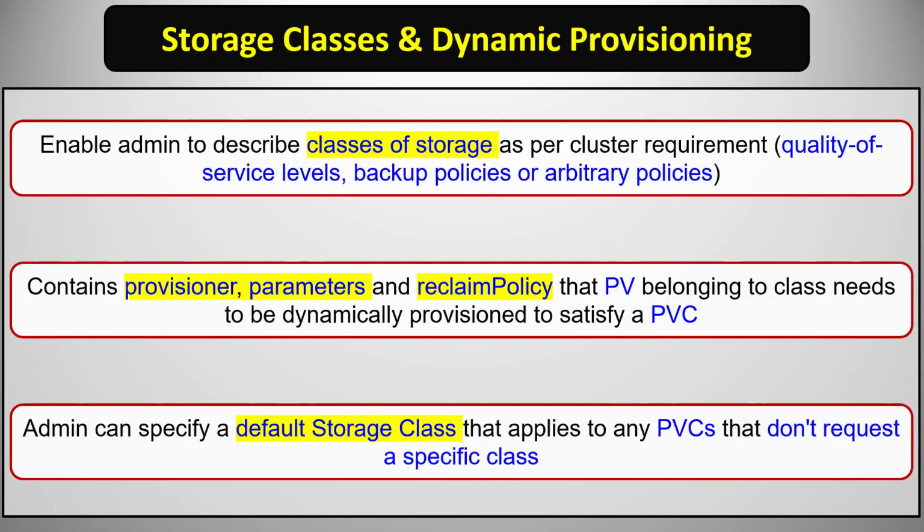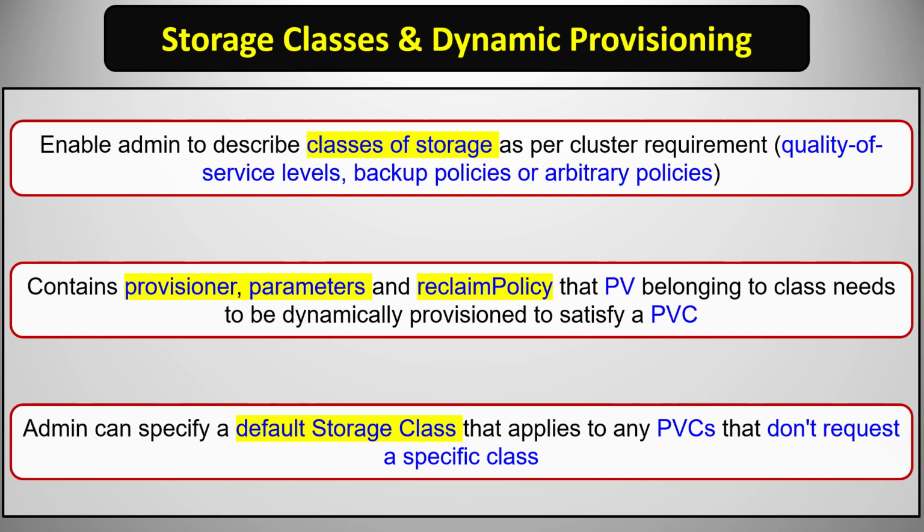Now moving forward, we come to storage classes and dynamic provisioning. Storage classes bring automation to Kubernetes storage. They allow admins to define multiple classes of storage, for example, high-speed SSDs, encrypted storage, or storage with a backup policy. When a PVC doesn't find a matching PV, Kubernetes uses the storage class to dynamically create one. You can also configure a default storage class, so any PVC without an explicit class gets handled automatically by the default storage class.